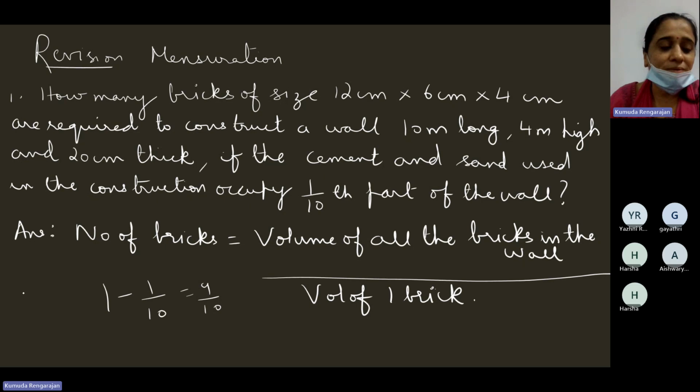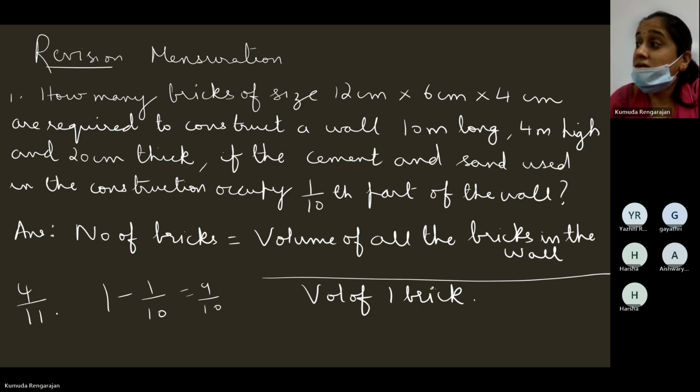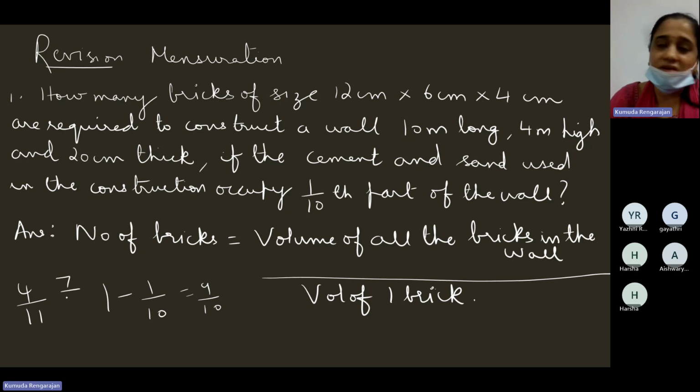Now tell me without subtracting, if four elevenths of a class are boys, then what part of the class are girls? 7 by 11, right? 7 by 11. If 2/7 are girls, then 5 by 7 boys, correct? 5 by 7 boys.